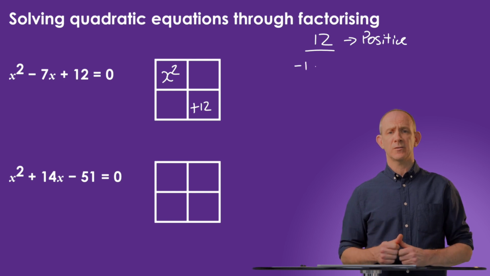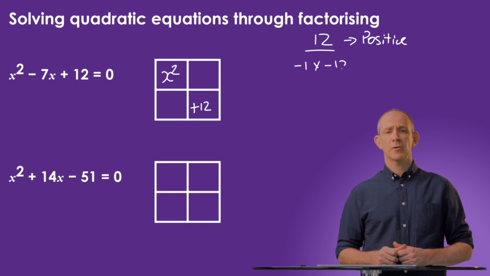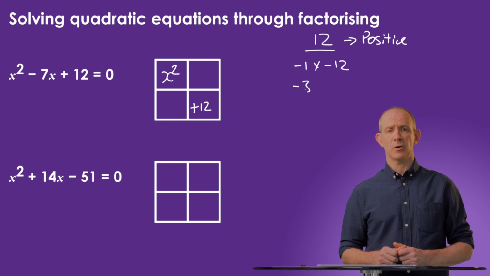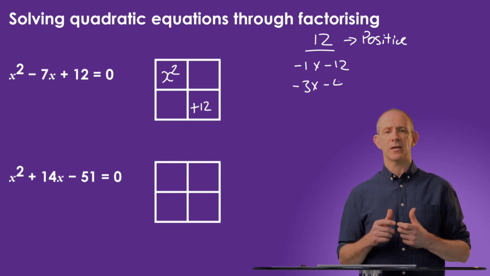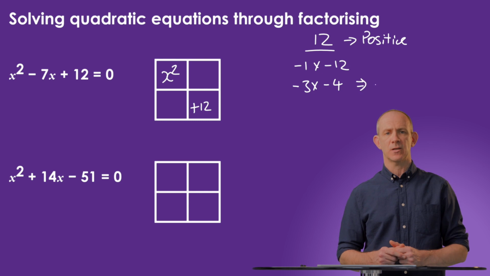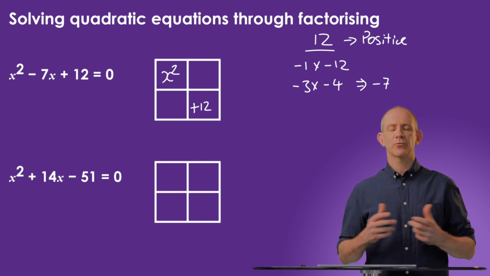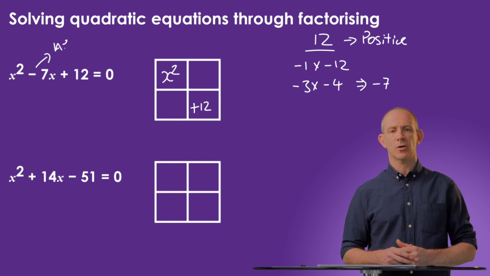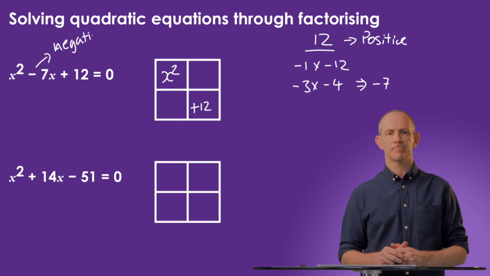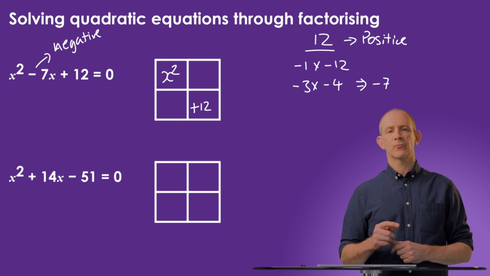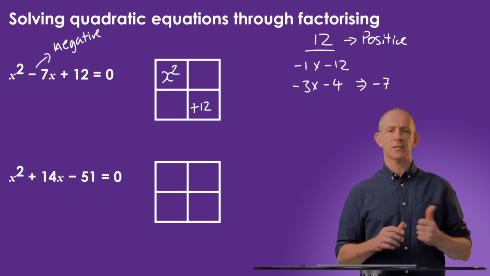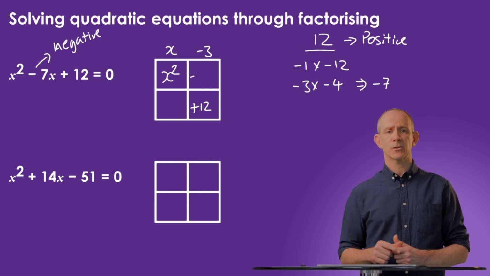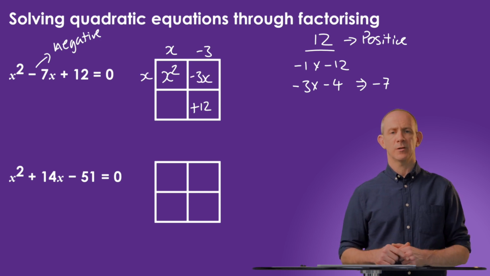Negative 1 times negative 12 would give us positive 12. Negative 3 times negative 4 would also give us positive 12. But that's the one that actually, when they add together, would get negative 7. So we can bring that across to our grids. We can write in x squared in the top left and 12 in the bottom right. And we know we can write x above and to the left of where the x squared is, and we can write minus 3 in the top and minus 4 in the bottom left.